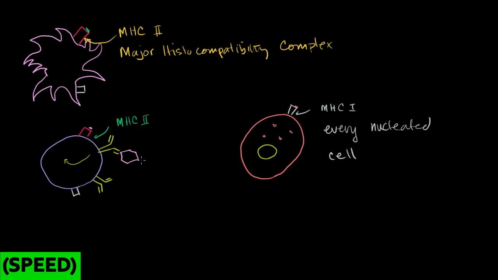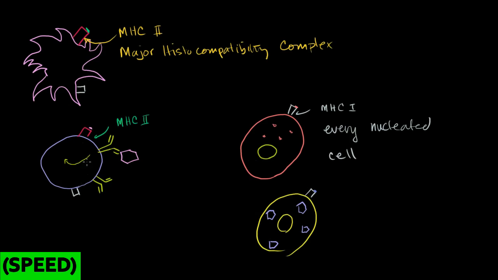Let's say I have some other cell in my body that's a different type of cell. It's nucleated. Let's say it's been infected with a virus. So this cell is turning into a virus factory. I'm trying to draw hexagons. Same thing. There are mechanisms in the cell that will take some of the proteins that make up those viruses and present them on the MHC1 complex. So it'll present parts of the proteins on the MHC1 complex.